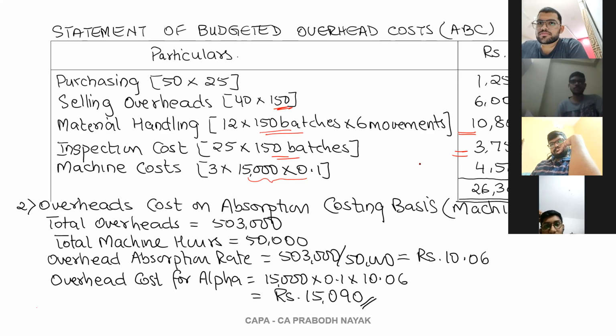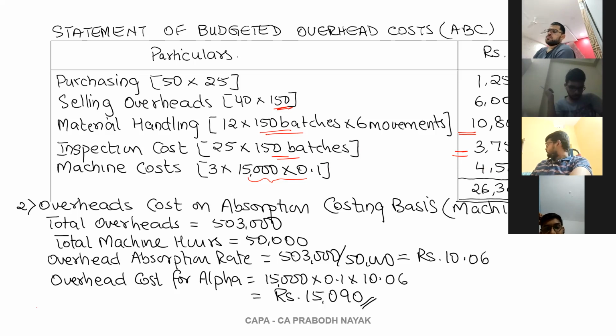So for all 5, I have the solution. For 3, I have got the solution that reduce the number of batches by increasing the size of the batch. So my set-up overheads, material handling, inspection cost, all 3 will reduce. Then if I increase the speed of production, number of hours will reduce, so that will reduce my machine cost. And if I reduce my number of purchase orders, that will also reduce my purchasing cost.